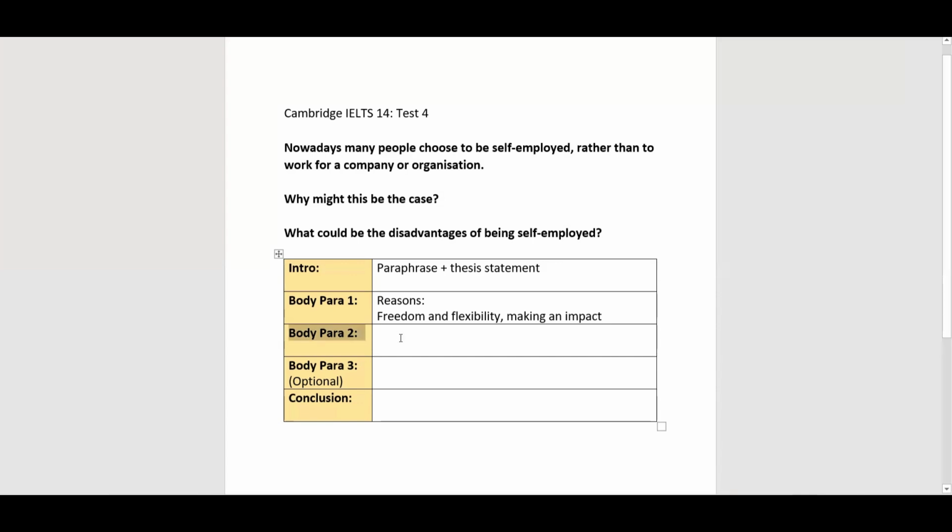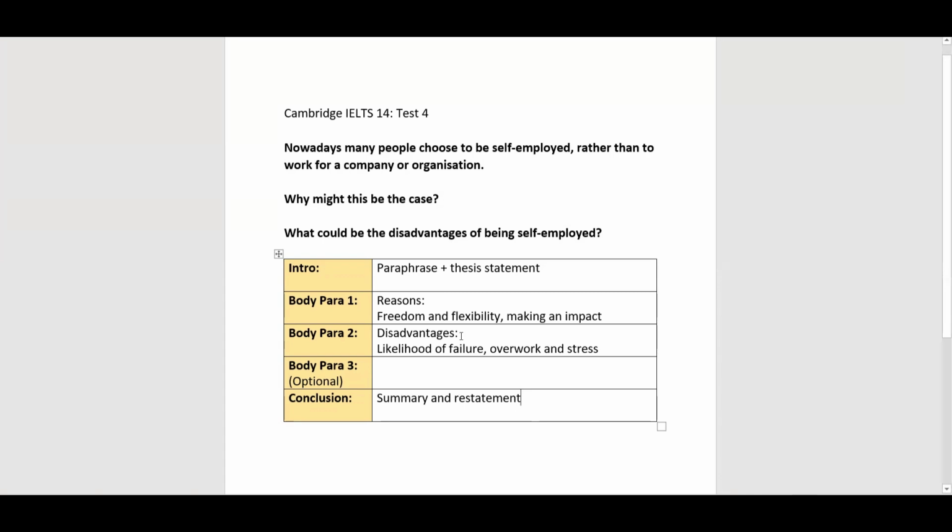Then we'll move on to the other body paragraph, in which we'll cover the second question: what could be the disadvantages of being self-employed? So obviously, we will talk about the disadvantages. One disadvantage could be likelihood of failure. If you choose to be self-employed, your venture could be a failure, right? And the other thing that comes to mind is overwork and stress. If you're running your own business, you have to face a lot of stress. Summary and restatement.